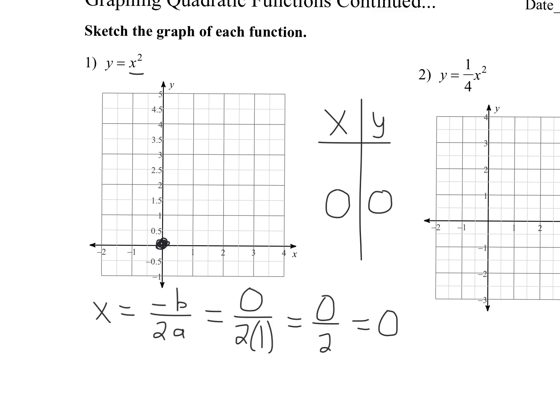And then how do we find our 2 other points? You go on each side. Yep, you pick one on each side. Yesterday we talked about finding the y-intercept, but we already have the y-intercept. It's that origin. Okay? So we have to pick 2 points. So what points can I pick? -1 and 1. Yep. So if I plug in -1, what's -1 squared? -1 times -1. 1. And then 1 squared? 1. So go ahead and plot those points. 1 and 1. And then make your parabola.